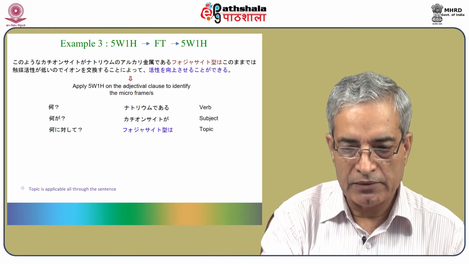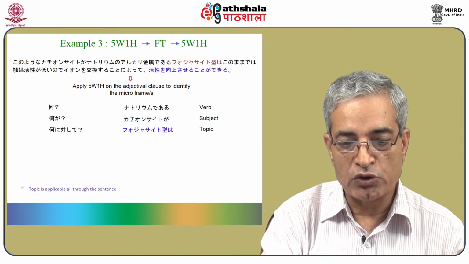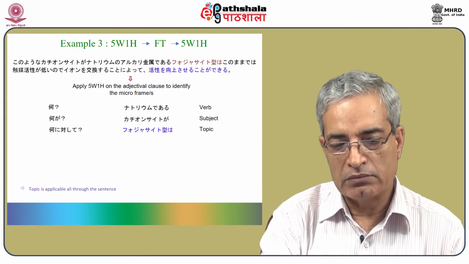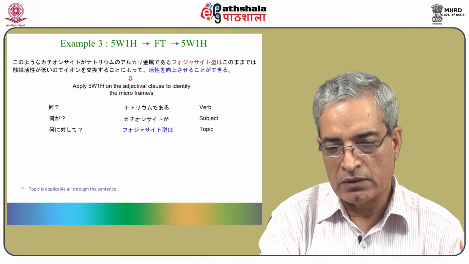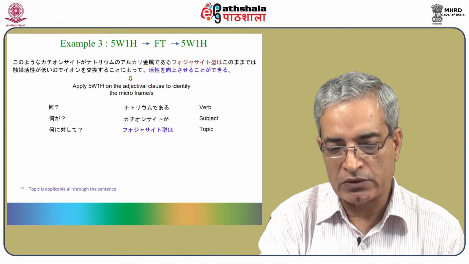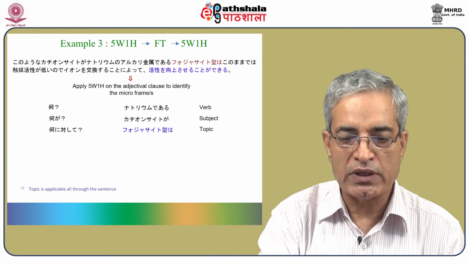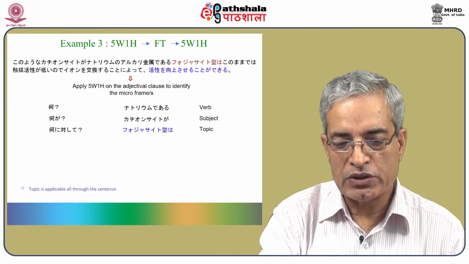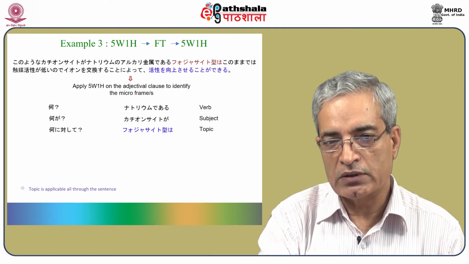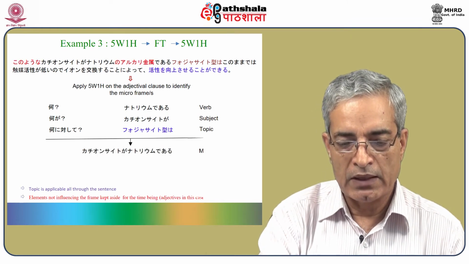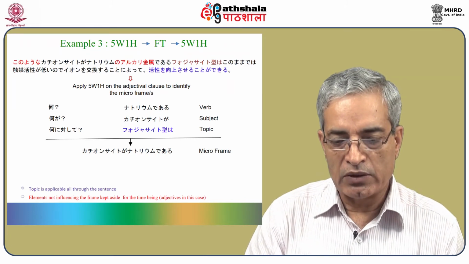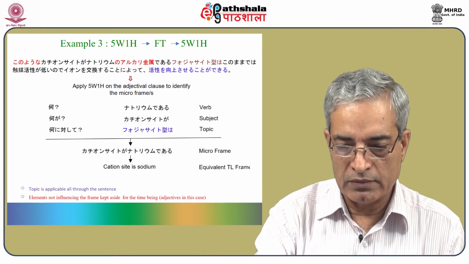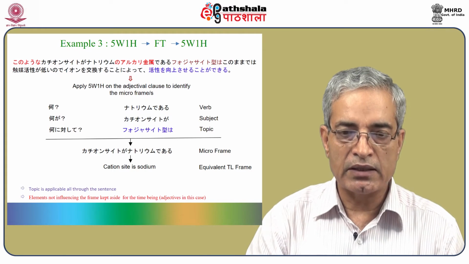Let's begin with nani. In this case, natorium de aru, and if something natorium de aru, something has to be natorium. So nani ga, it's kachon sait ga natorium de aru. That is the subject. And nani ni taishite foja sait gata wa. So the topic remains the same here. Kachon sait ga natorium de aru, that's the micro frame, and its equivalent is cation site is sodium.